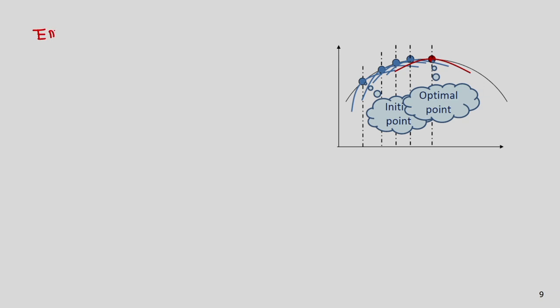The expectation maximization algorithm is an iterative optimization technique. In the figure you can see this is the iterative technique we are applying. We have an initial point, and after successive iterations we get the optimal point. So the final optimal point I get after successive iterations. In these iterations there are two steps. In the EM algorithm I have two steps. One is the estimation step.